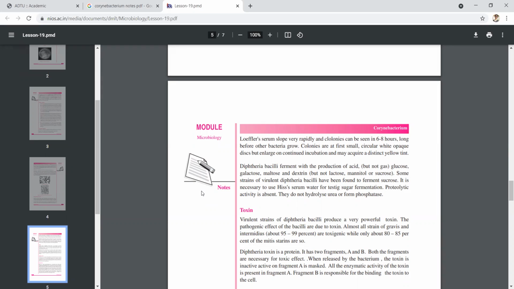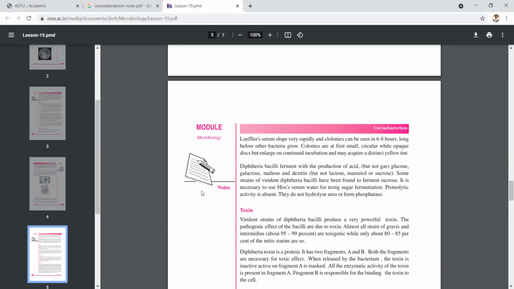Proteolytic activity is absent. They do not hydrolyze urea or form phosphatase. So these are the characteristics of this bacteria. Proteolytic activity means lysis of proteins; that activity is absent. They do not hydrolyze urea, nor do they form phosphatase.